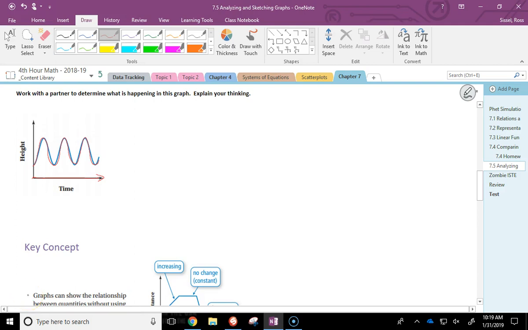Okay, what were their ideas? What could be happening here? Evan? It could be like going really fast and then slowing down. But still slowing at the same time. Okay, so it looks like we're going fast and then slow, but remember, this isn't really about speed. This is height versus time.